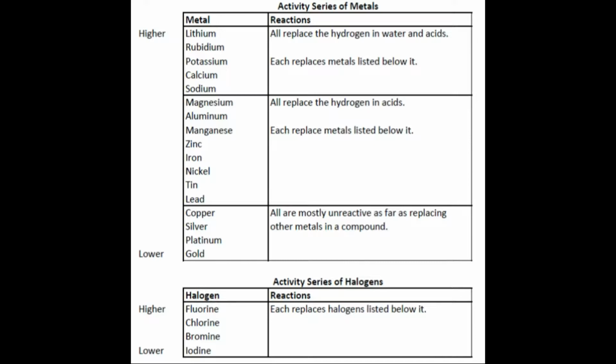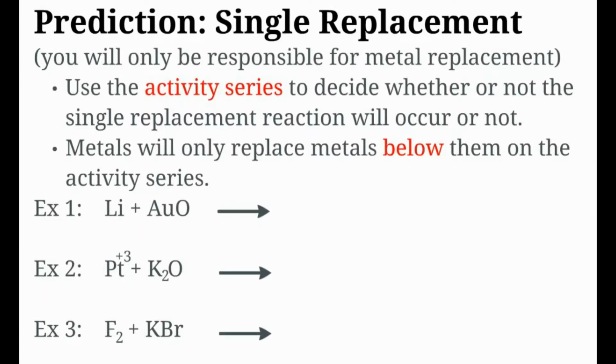Fluorine can beat up iodine, but iodine can't beat up fluorine. So does that make sense? Yeah. Lower cannot replace higher, but higher can replace lower. I'm going to write these actually off to the side here.